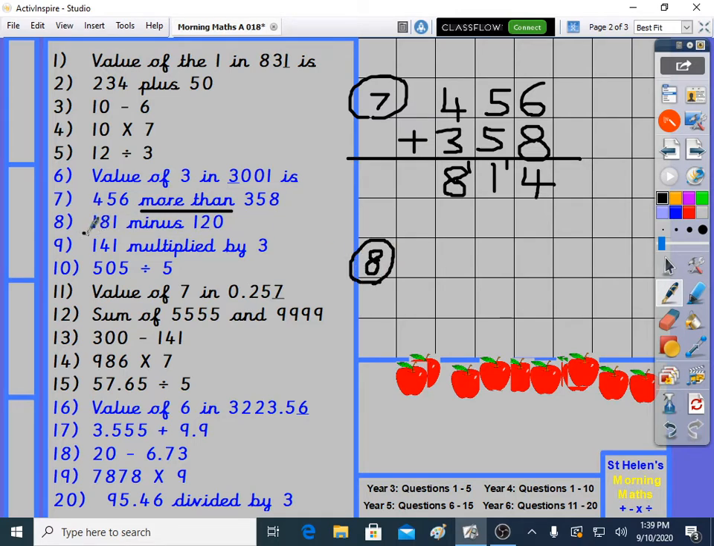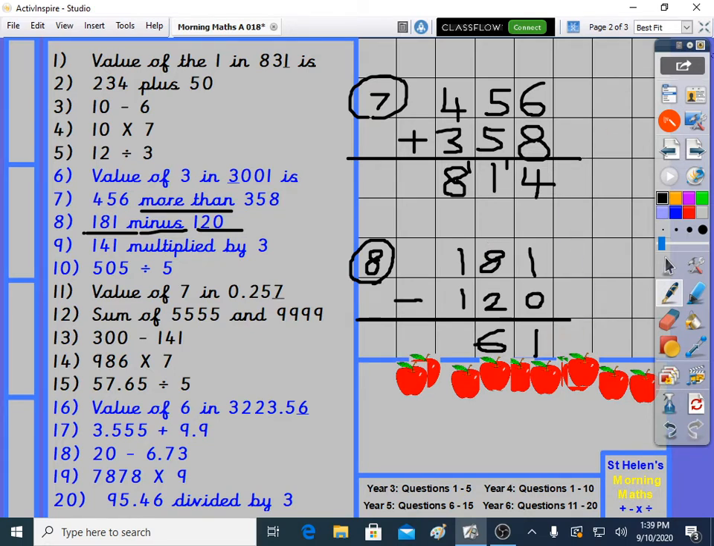Question 8, 181 minus 120. Biggest number at the top in minus, usually, or always in the column method. 181 minus 120. 1 take away 0 is 1. 8 take away 2 is 6. 1 take away 1 is 0. That's easy, isn't it? Seems a bit easy. Okay, 181 take away 120 is 61, because minus makes things smaller. That's why 181 got smaller.